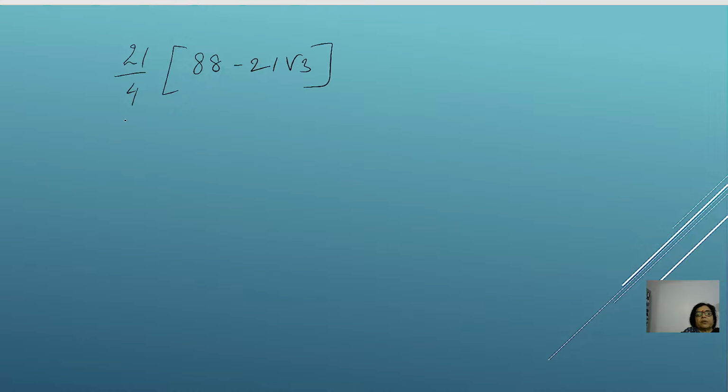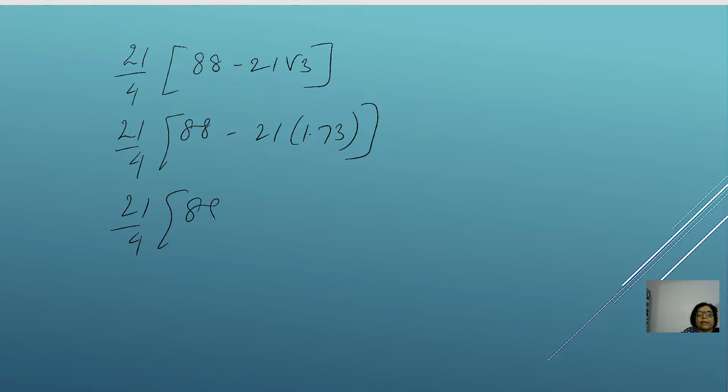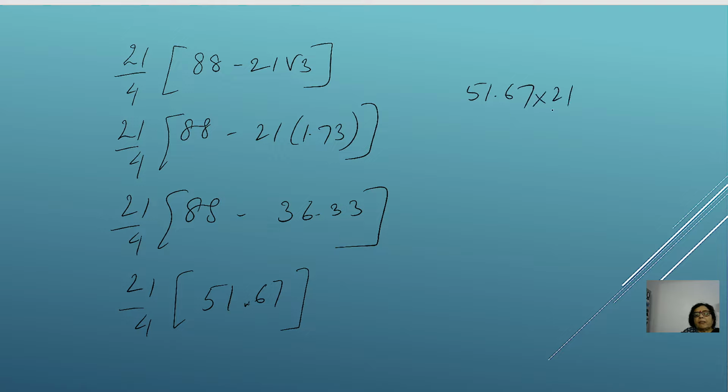So this becomes equal to 21 by 4 into 88 minus 21 into 1.73. So this becomes 21 by 4 into 88 minus this becomes 36.33. So this is equal to 21 by 4 into, 10 minus 3 is 7, 6. And again we have here 7 minus 6, that is 1. And this is 7 minus 6, that is 1 over here. Then 8 minus 3, that is 5. So 51.67, 51.67 into 21 by 4.